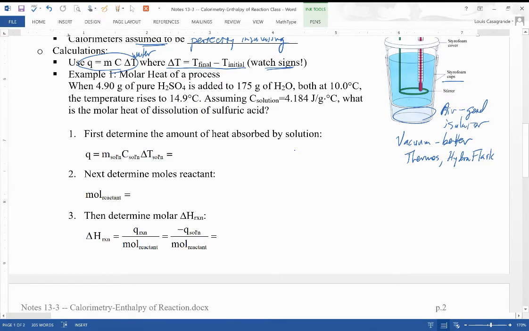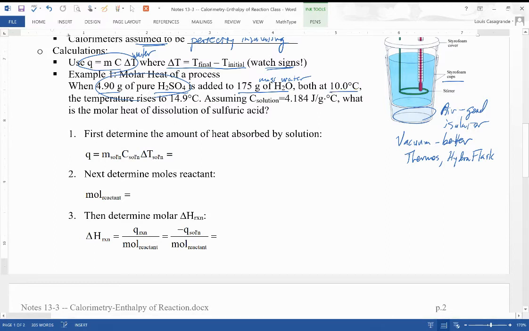So in this case, I'm going to take 4.9 grams, in example 1, of pure H2SO4. So we'll call this a gas. H2SO4 is a gas. And we're going to add that H2SO4 to 175 grams of water. Now notice we've got 2 masses here. You have to be careful to make sure you separate what the mass of the water is and what the mass of the reactant is. So this is the mass of the water. And here we've got the reactant. We're going to use that mass in a few minutes in a different way from the mass of the water.